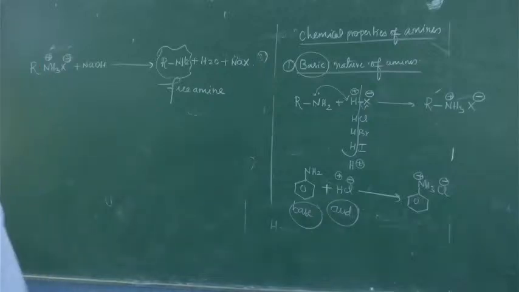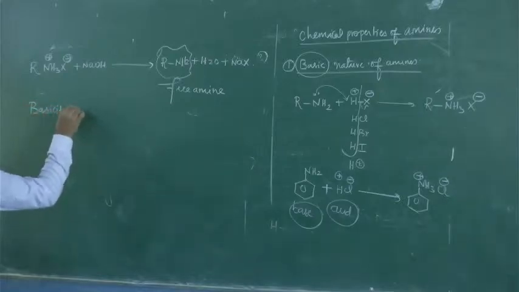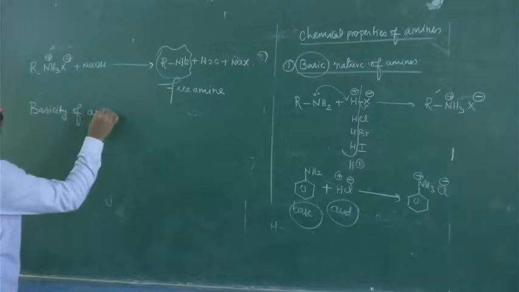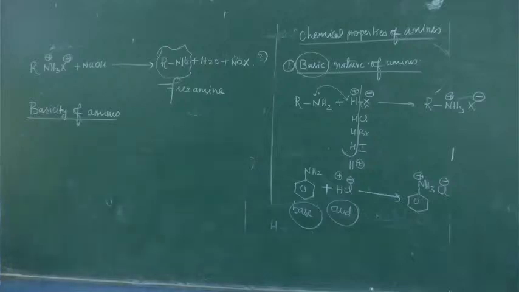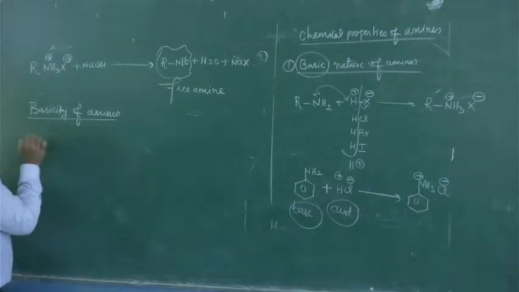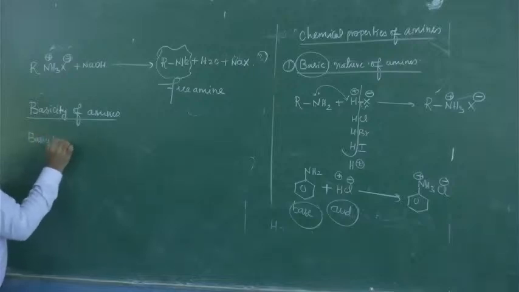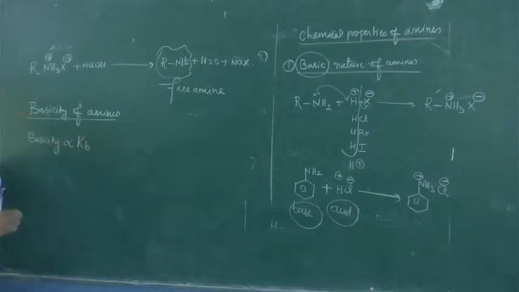Next, to the basic property. Next, basicity of amine. Basicity of amines. Okay, basicity of amines. Is it clear? Basicity of amines நமக்கு என்ன parameter வச்சிருக்கோம்? So the basic character or basicity. Okay, basicity is directly proportional to Kb. Kb value அதிகமானா more basic.